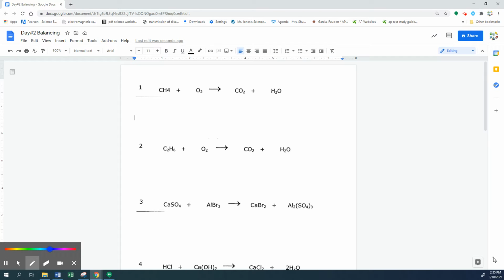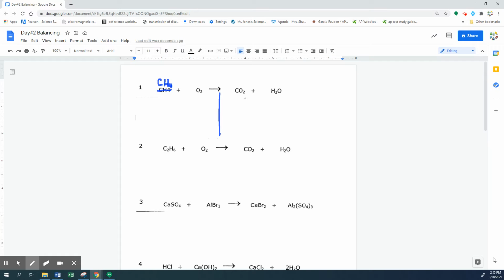So, first let me start by saying this worksheet does have some mistakes in it, so if I correct them, this should be CH4.